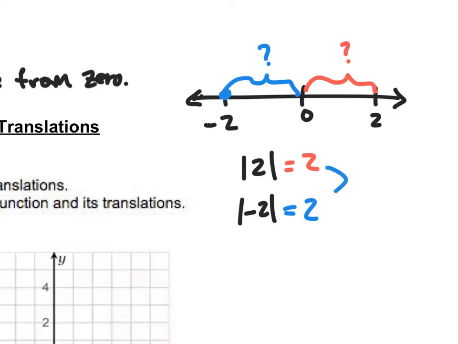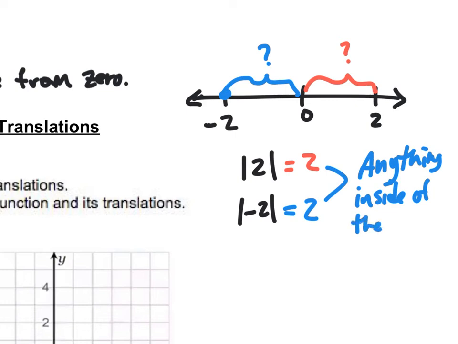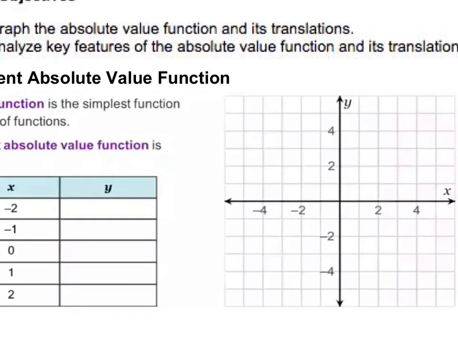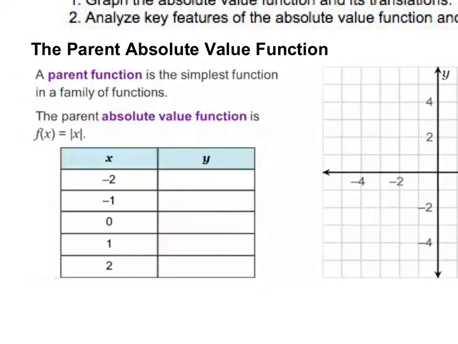So what happens is that anything inside of the absolute value symbol is positive, and the reason is because distance is positive. But that's the idea.